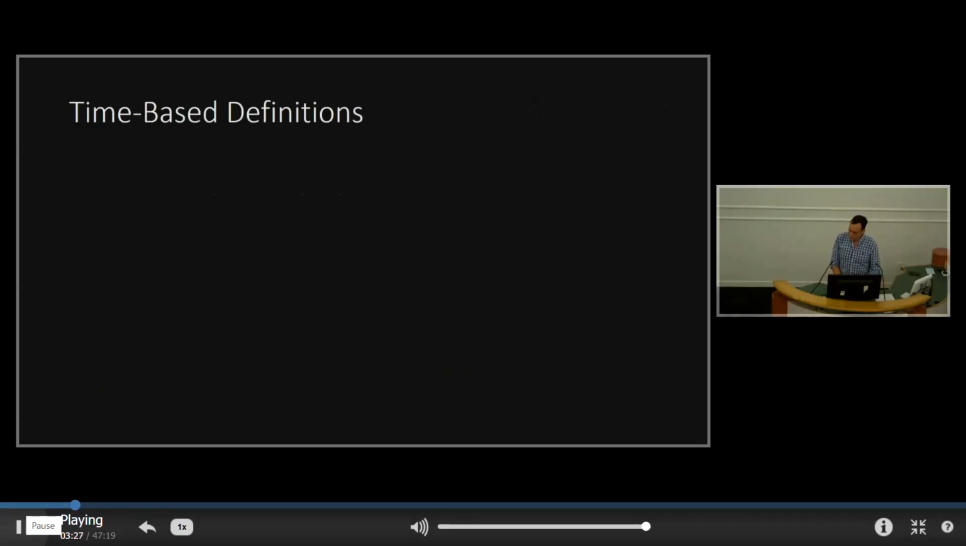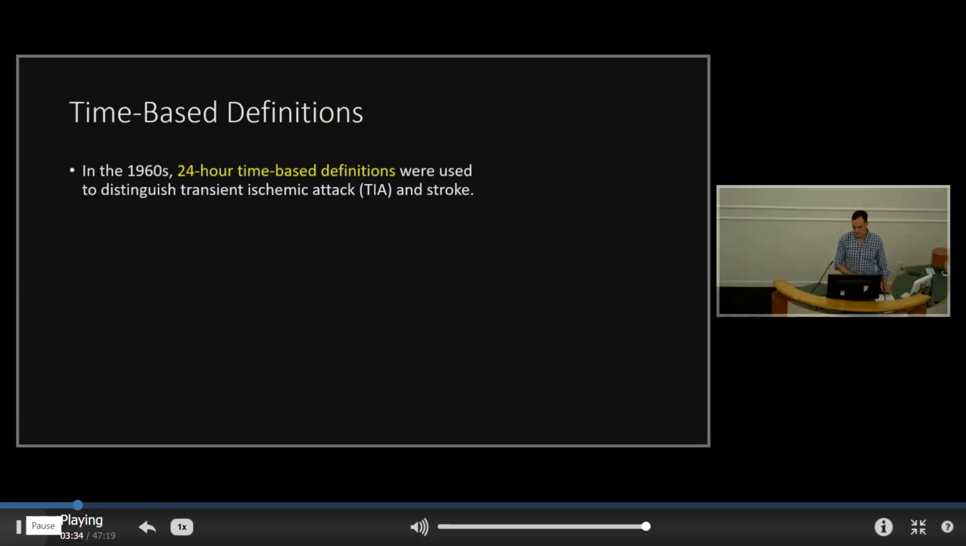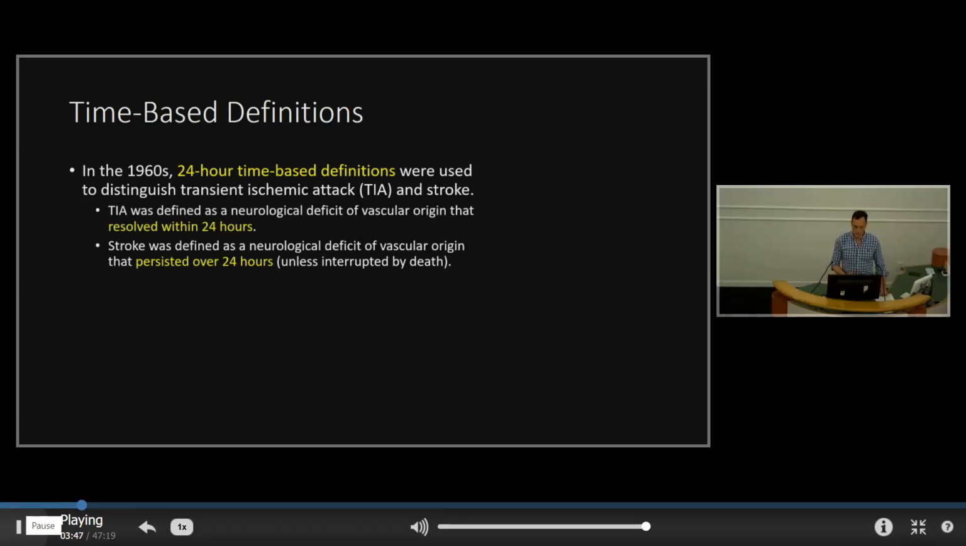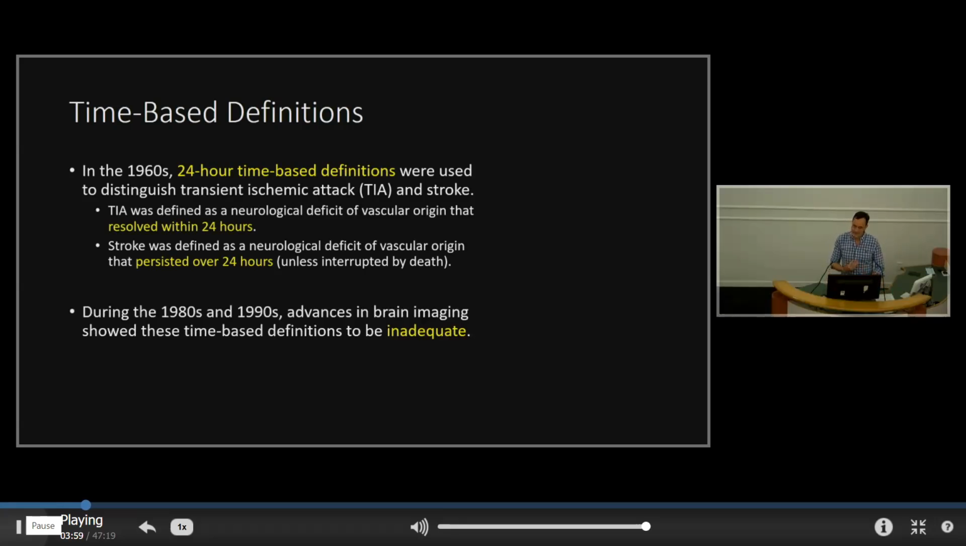Okay, now, up until about the 2000s, we used time-based definitions, and you might have learned some of this in medical school still, I suspect. This started in the 60s. We started defining TIAs and ischemic strokes based on a 24-hour time-based definition. A TIA was defined as a neurological deficit of vascular origin that resolved within 24 hours, whereas a stroke was defined as a neurological deficit of vascular origin that persisted over 24 hours, fairly cut and dry by time, unless interrupted by death.